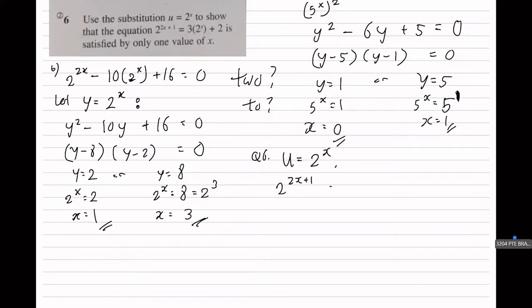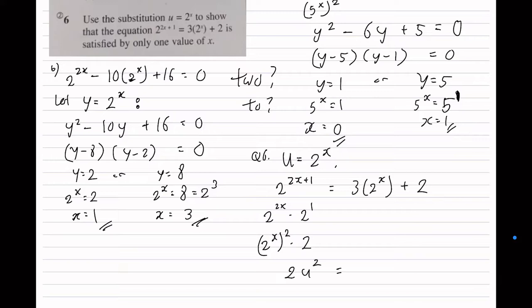So 2 power 2x plus 1 equals 3 times 2 power x plus 2. 2 power 2x times 2 power 1 is 2 power x, bracket square, times 2. Don't need power 1, it's just times 2. So what do you get? Use the substitution u equal 2 power x. 2u square, good, equals to 3u plus 2. Then move all to one side.